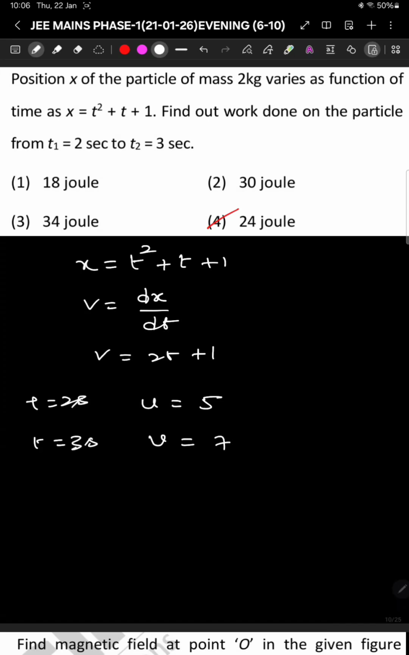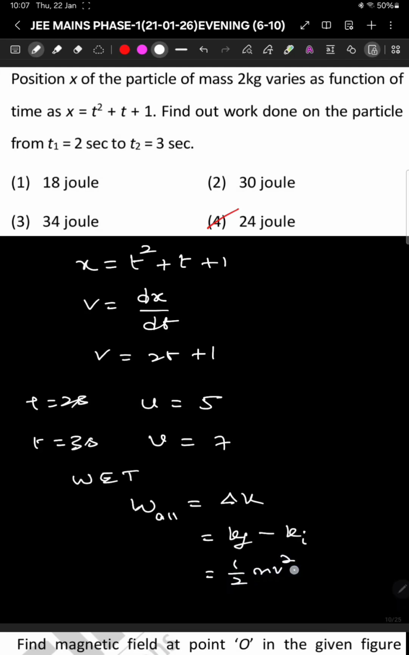Now according to the work energy theorem, the work done due to all the forces equals the change in kinetic energy, K final minus K initial. The final kinetic energy formula is half m v square, and the initial kinetic energy formula is half m u square. You can take half m common, so v square minus u square. Substitute the m value, u value and v value. You will get the fourth option.